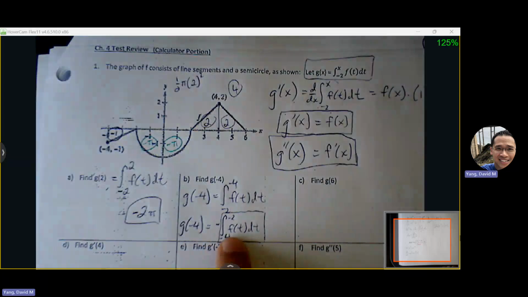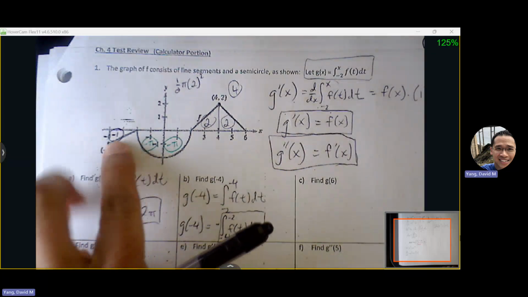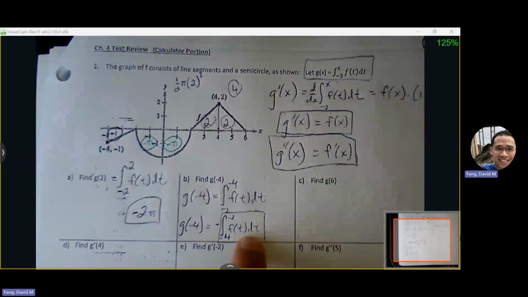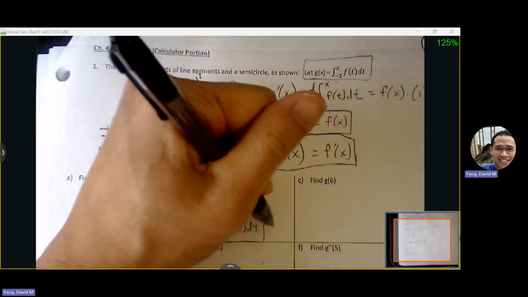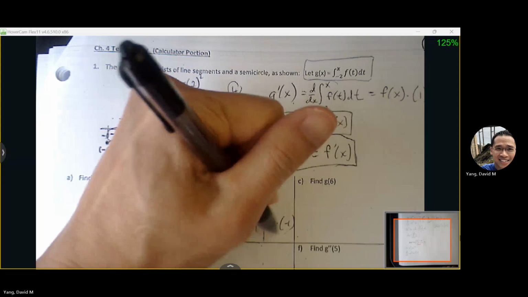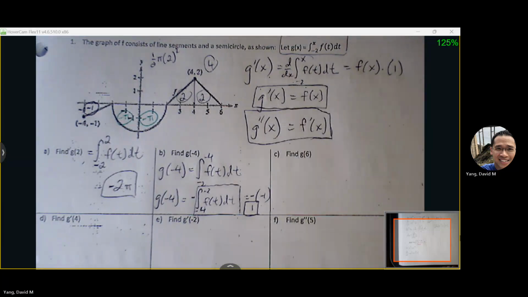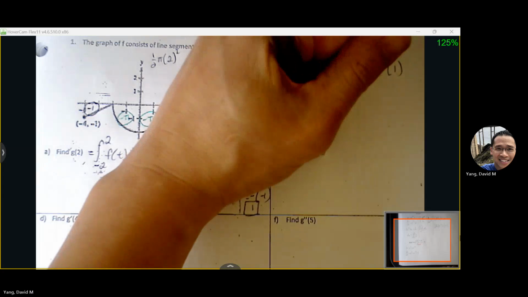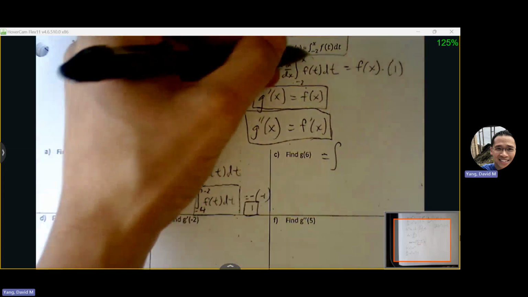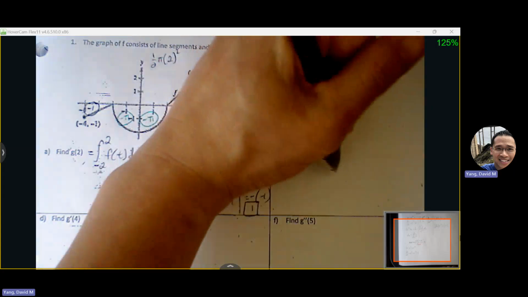So then from -4 to -2, that's showing us -1. But if I want to negate -1, then 2 negatives makes positive. So +1. Next up, find g of 6. Let's go back. Let's go to our definition. G of 6 is the integral from -2 to 6.